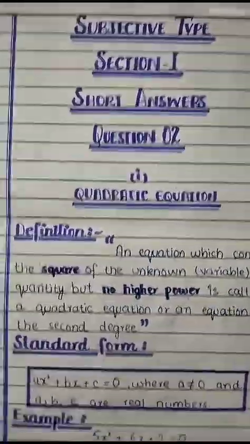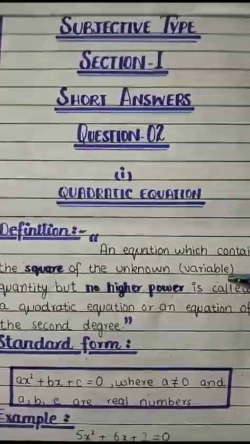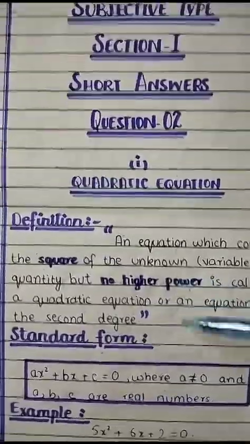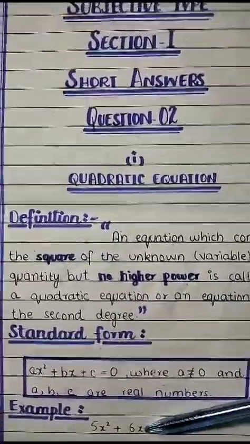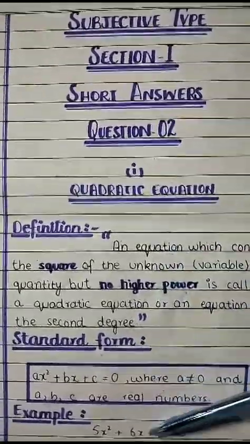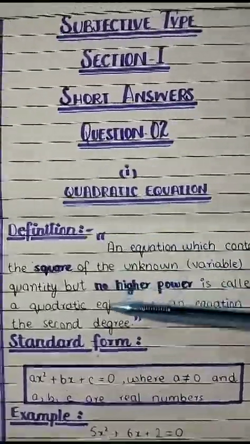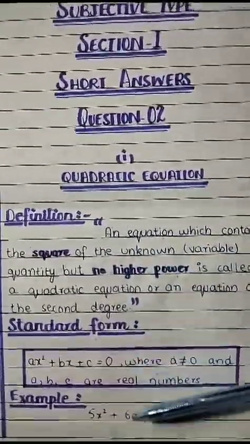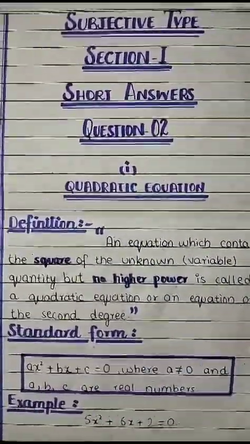Then the standard form, if there is any standard form or any particular formula related to that definition, you have to write it. And at the end you have to write an example related to that particular definition. So that is the way how you can attempt a definition. Proper wording, and you must have some keywords, then standard form, and at the end there must be a relevant example.